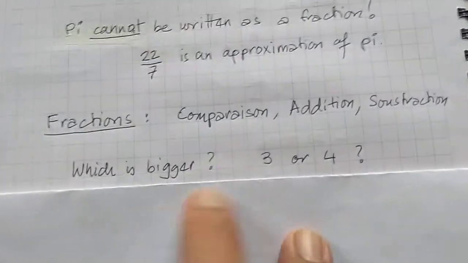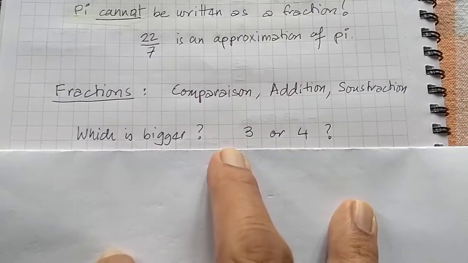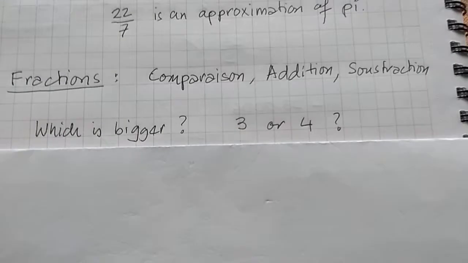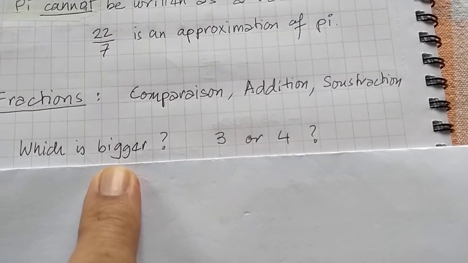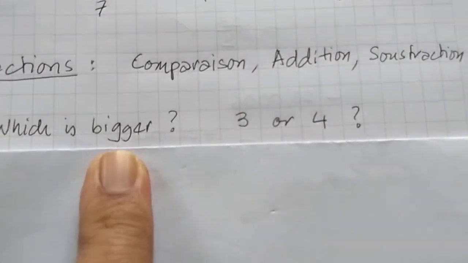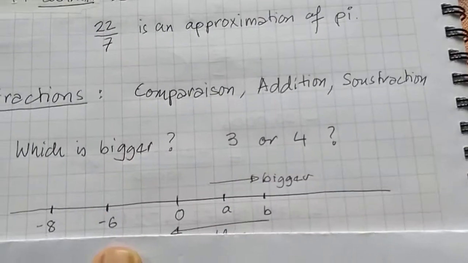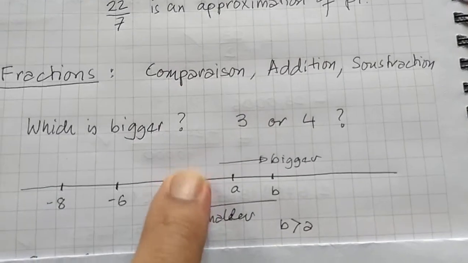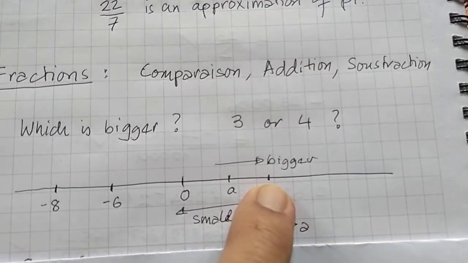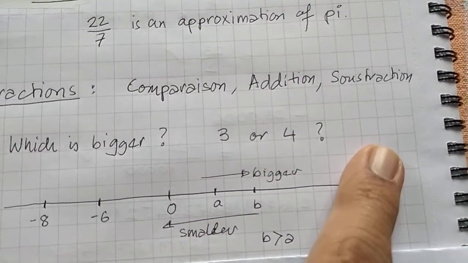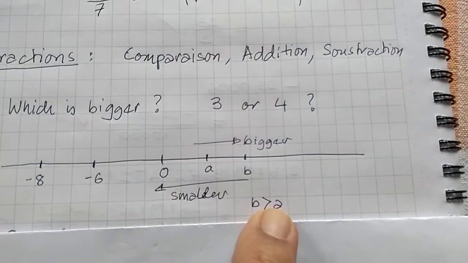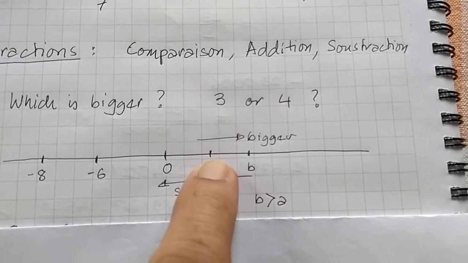Suppose I ask you which is bigger, 3 or 4. You will say 4 is bigger. Why? Why is 4 bigger than 3? Because that is the definition of big. That is the definition of bigness, if I can coin that word. If you draw the number line, if you have 0 there and you have two numbers A and B, the bigger number is always to the right, the smaller number is always to the left. So here you can straight away say B is greater than A.